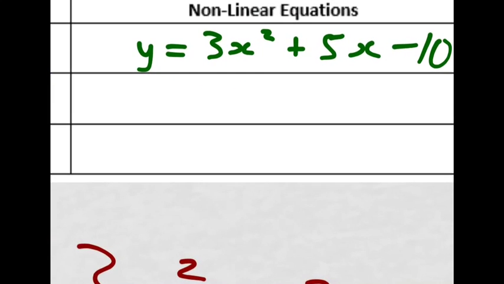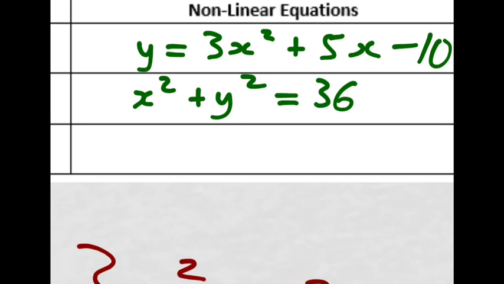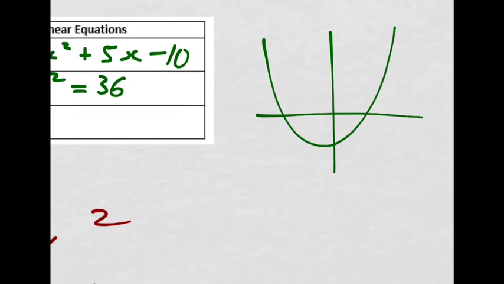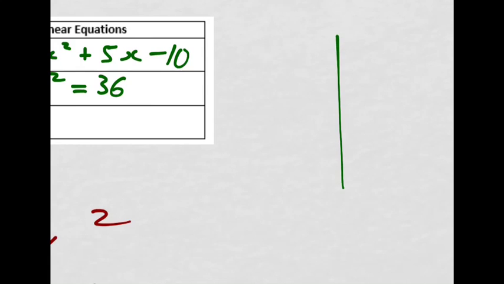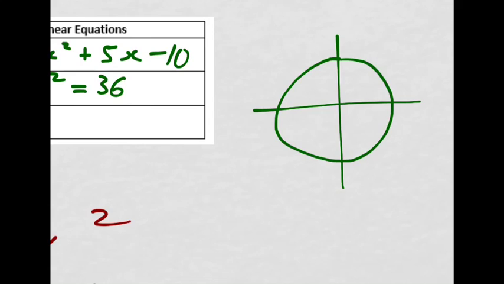Another equation. Let's do this one. x squared plus y squared equals 36. Is this linear or non-linear? Non-linear. The graph of this one is, maybe you recognize this shape. It's a circle, with radius 6.